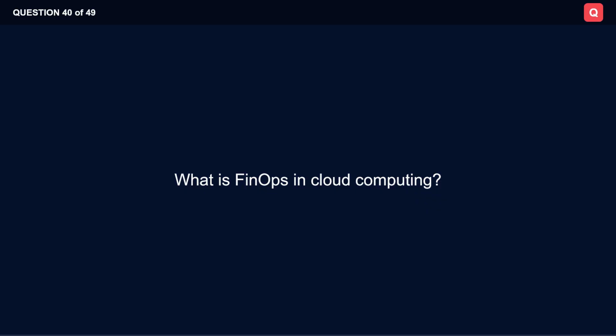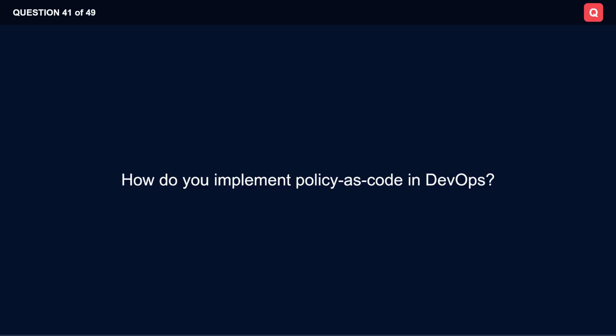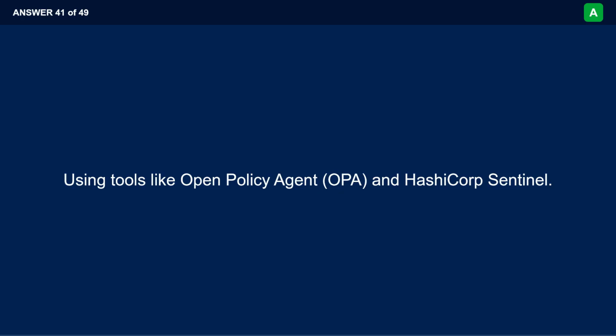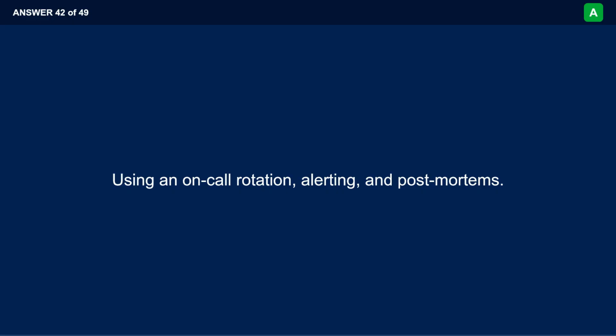What is FinOps in cloud computing? A practice for optimizing cloud costs and budgeting efficiently. How do you implement policy as code in DevOps? Using tools like Open Policy Agent (OPA) and HashiCorp Sentinel. How do you handle incident response in DevOps? Using an on-call rotation, alerting, and postmortems.